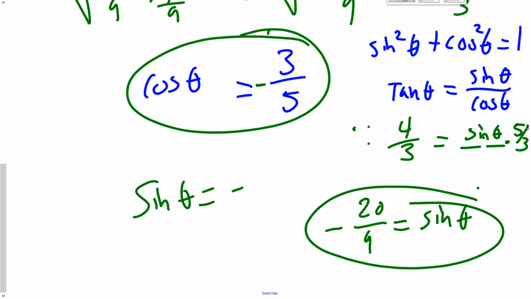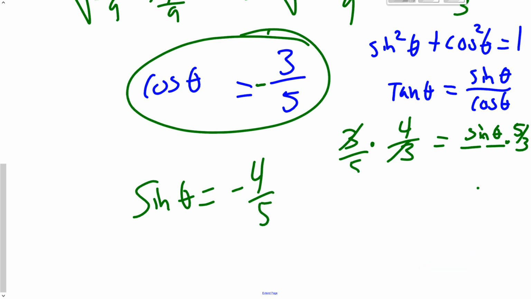So how do we get rid of dividing by 3? We multiply by 3. We get rid of dividing by 3 by multiplying by 3. How do we get rid of multiplying by 5? We divide by 5. So these 3's are going to cancel. We actually get 4/5, and it's going to be negative 4/5.